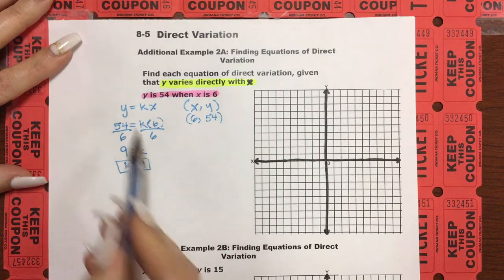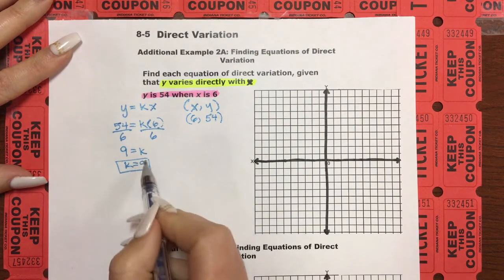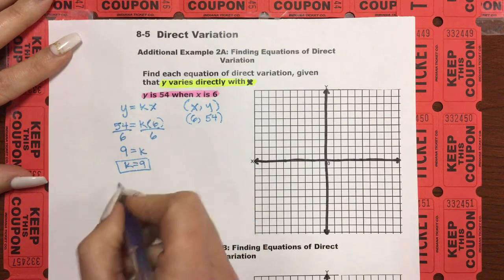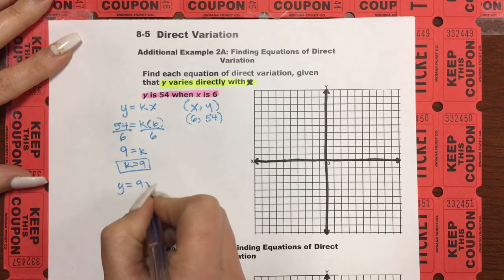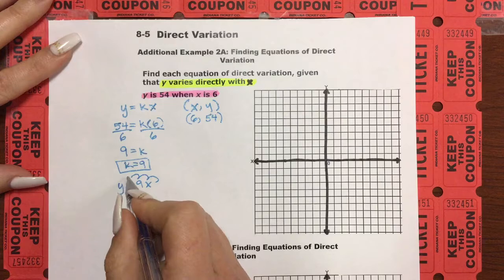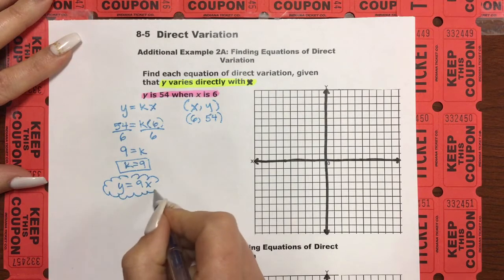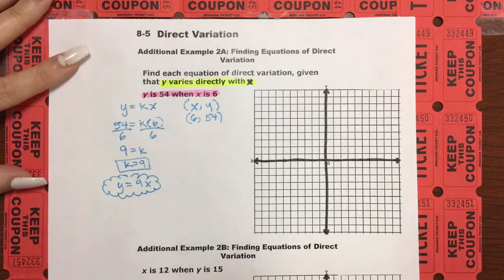Okay, there we go. We know our constant of variation. Now it's very simple to write a direct variation. We just substitute that number in for k, and we get y equals 9x. Perfect. That is our direct variation equation. Done. Now we need to graph it.